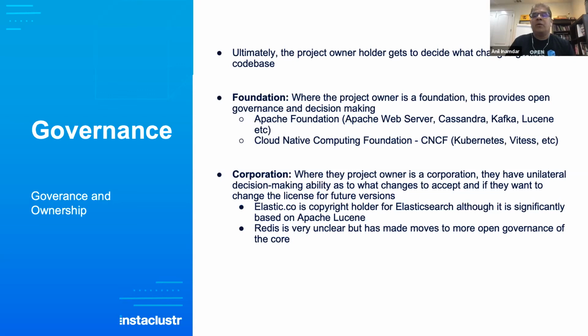Apart from a foundation, the owner could also be a corporation. In this case, the corporation unilaterally is the decision maker. They can accept or reject whatever changes they want. They can dictate the future versions. Now, Elastic.co is the copyright holder for Elasticsearch, although it is significantly based on Apache Lucene. Again, Apache Lucene is open source software. Elasticsearch was also open source software, Apache 2, that Elastic.co used, but Elastic.co was the governance body, so it decided how to use that. And there's an interesting story I will talk about in the end, what happened and what is happening now in the market.